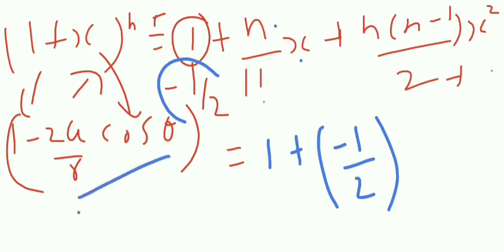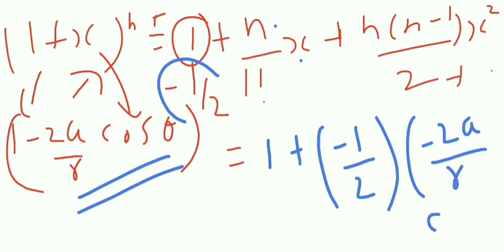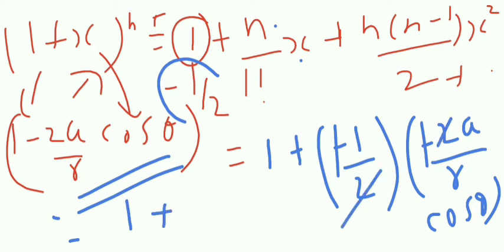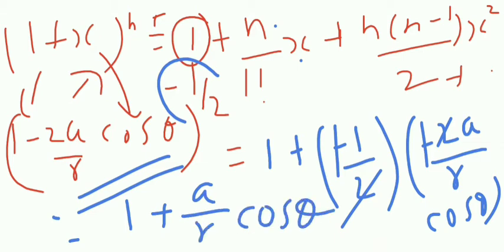What is my x? Minus 2a by r into cos theta, right? So minus will be plus. So what we get is 1 plus 2 to cancel, 1 plus a by r cos theta, right? So this is 1 minus 2a by r cos theta power minus 1 by 2.